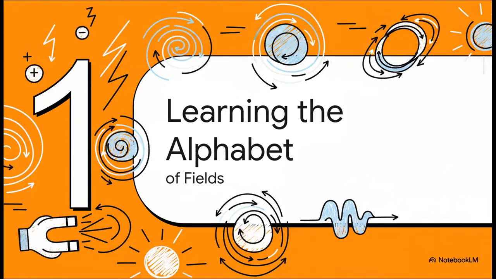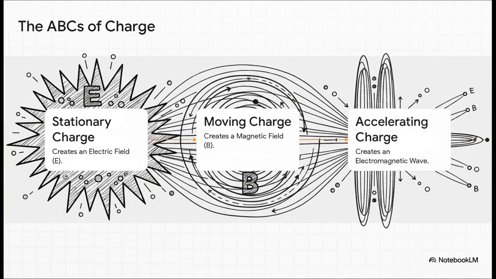Okay, so every language needs an alphabet, right? Well, for us, that alphabet is all about electric and magnetic fields. The most important thing to get is that this whole story starts with one thing: electric charge. So if you have a charge just sitting there, not moving, it creates an electric field. We'll call that E. Now, what if you get that charge moving at a nice steady speed, like a current in a wire? Well, then you get a magnetic field, which we'll call B.